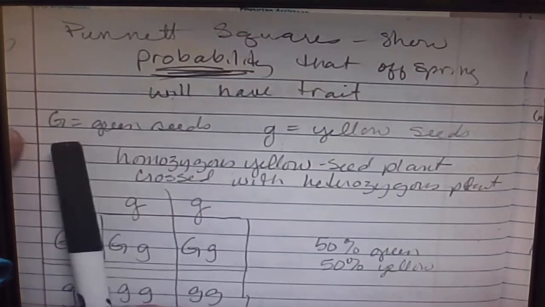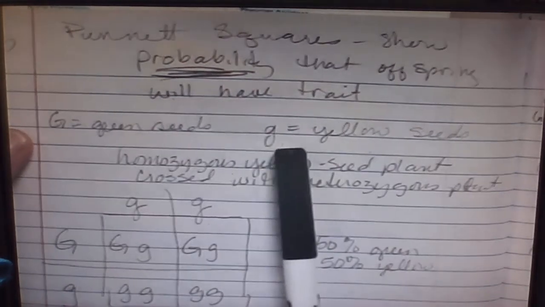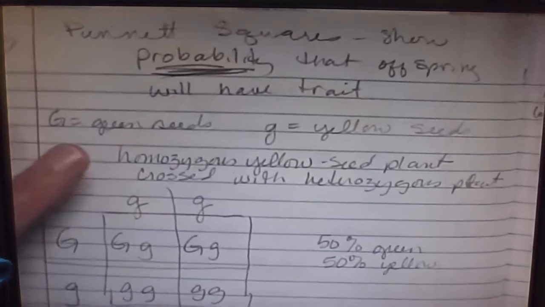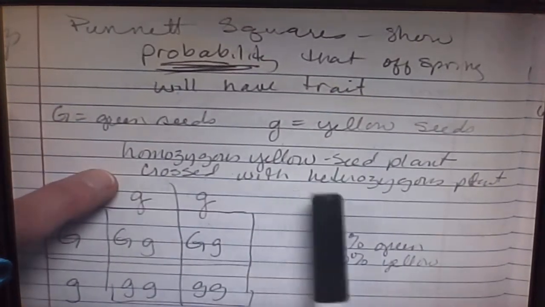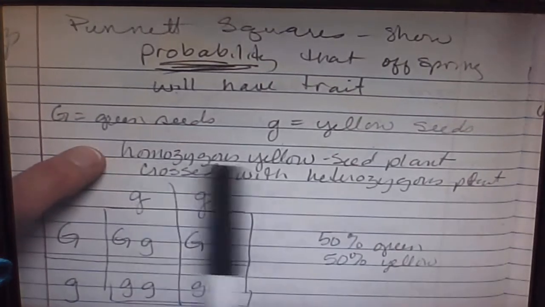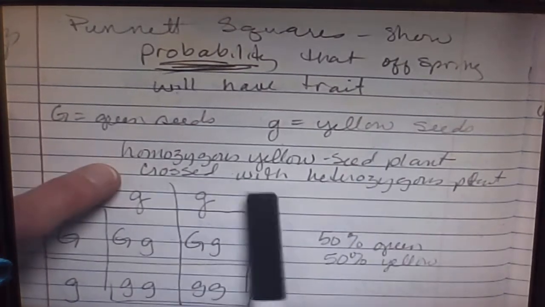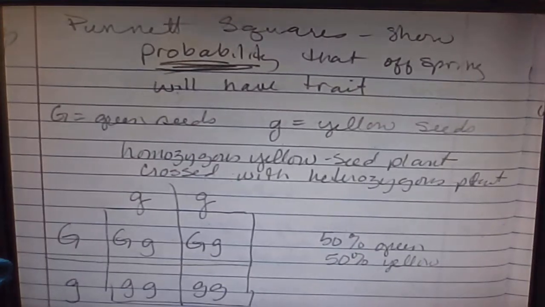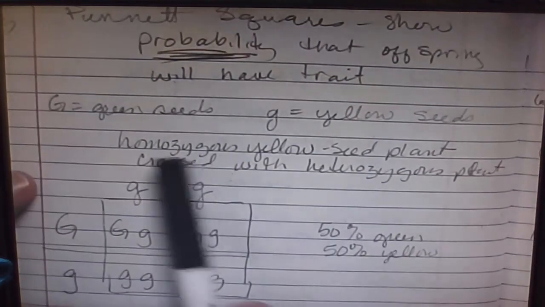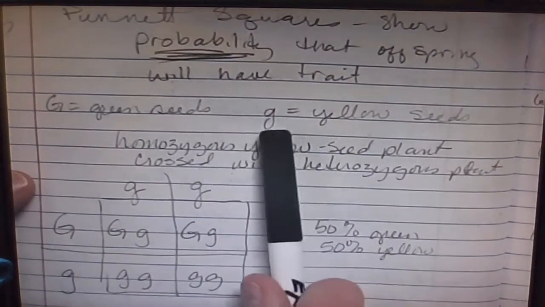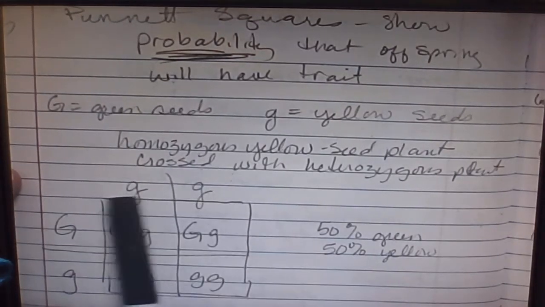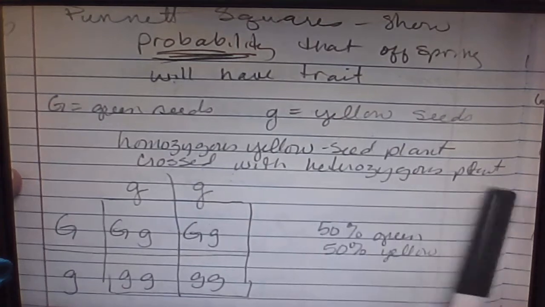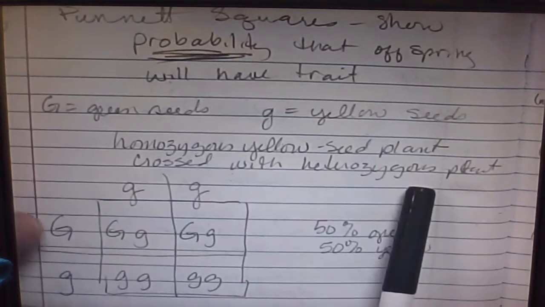In this situation, capital G is green seeds, lowercase g means yellow seeds. We're going to cross a homozygous yellow seeded plant with a heterozygous plant. Homozygous means the same. Homozygous yellow seeds, lowercase g is yellow seeds. So I have a homozygous yellow seed plant crossed with a heterozygous plant. Heterozygous means one of each, so capital and lowercase.